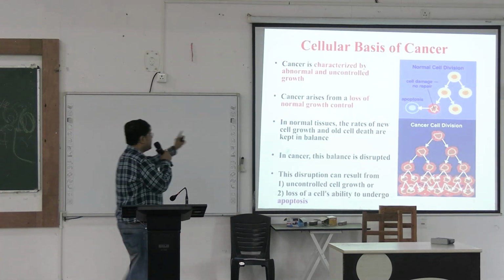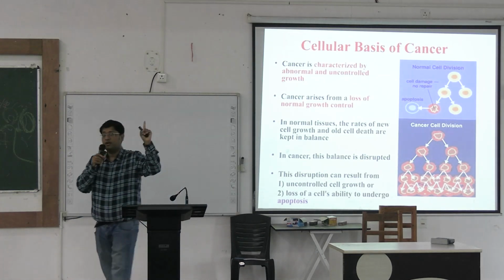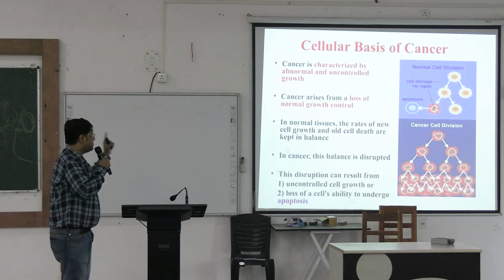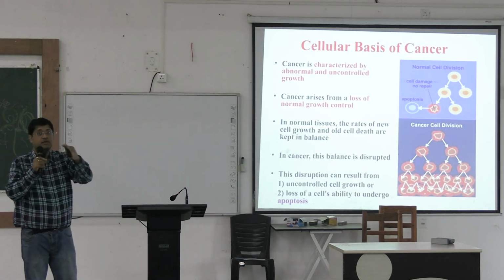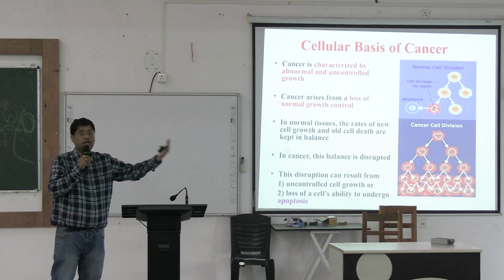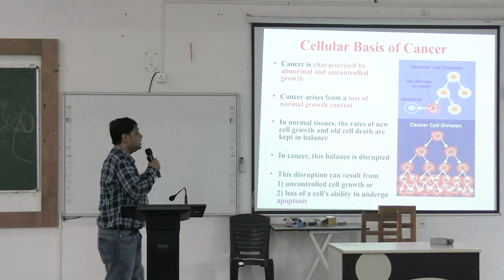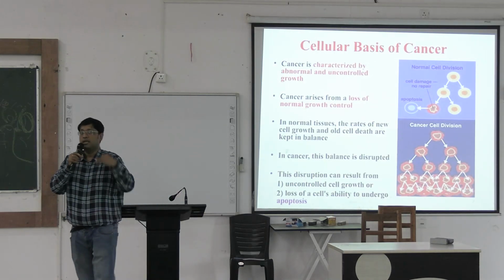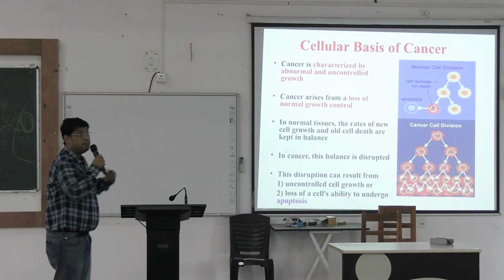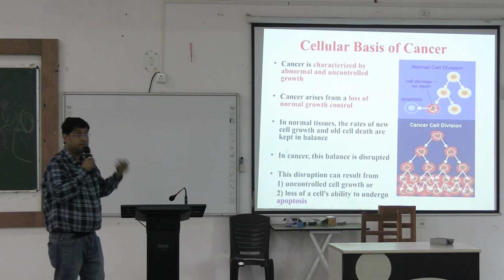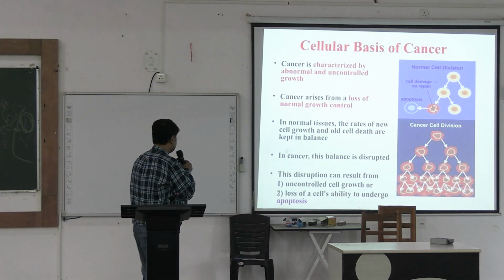In normal tissues, the rate of new cell growth is balanced by old cell death. New cells are growing, old cells are dying, so that comes in a proper balance. The moment the balance is disrupted, this process begins. But there are many, not just one factor, but multiple factors behind this change.